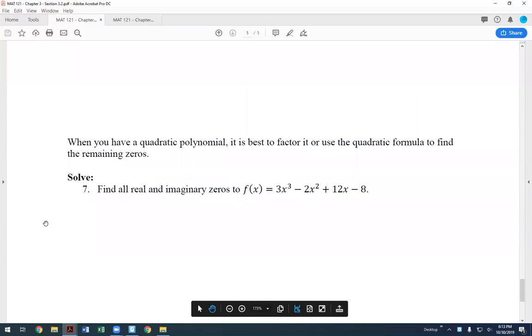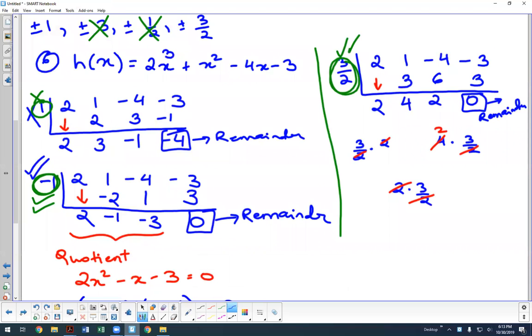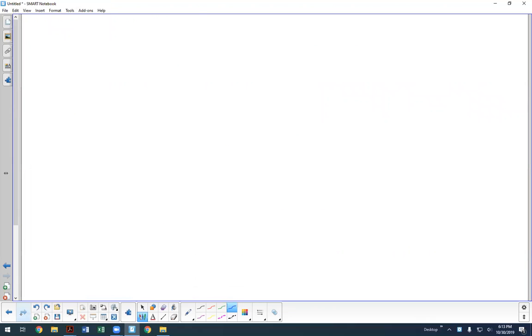Number 7 here is again the same thing. They're asking us to find all real and imaginary zeros for this polynomial. This is again a third degree polynomial. So let's start by finding our rational zeros first. So this one is f of x equals 3x to the third power minus 2x squared plus 12x minus 8.